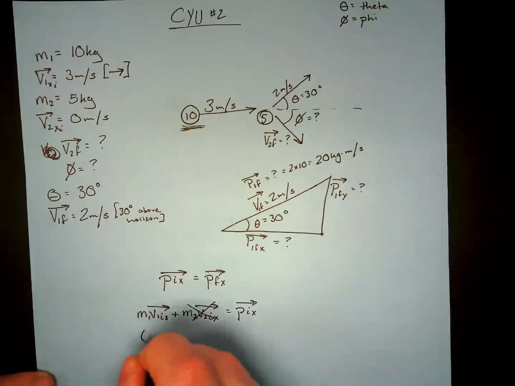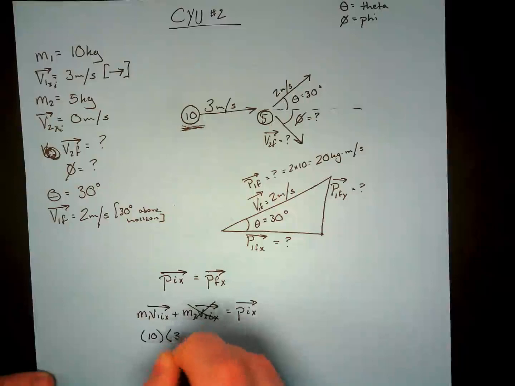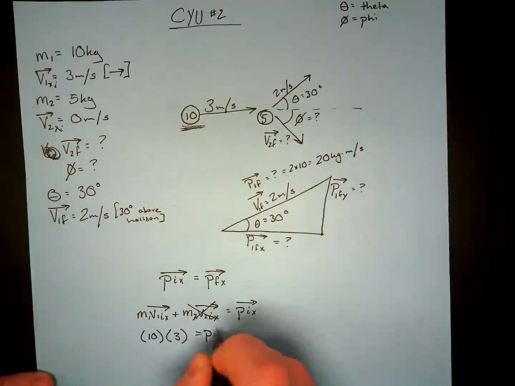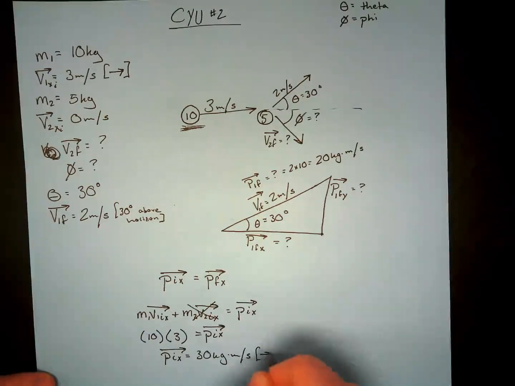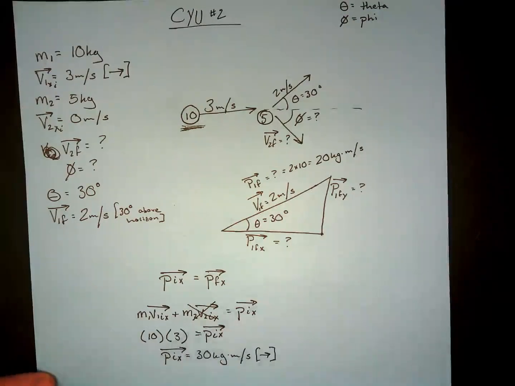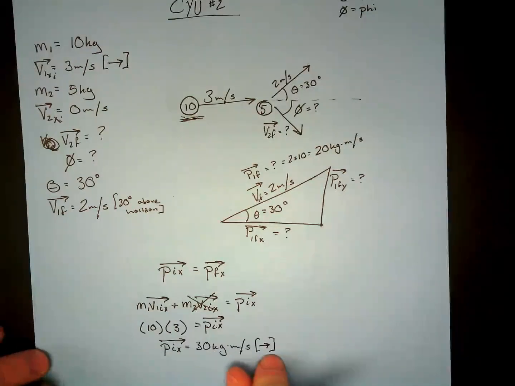So then it's just 10 times 3 meters per second. It's going to be equal to our initial momentum in the x direction, which makes your initial horizontal momentum 30 kilograms meters per second. Okay, and we'll say this direction. Though that is a little redundant, we understand it's going to be in this direction.